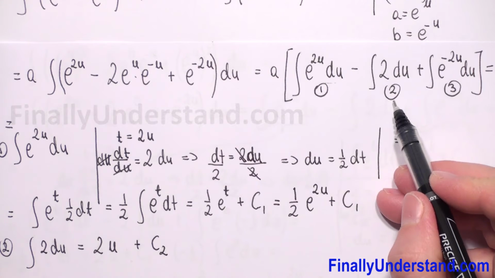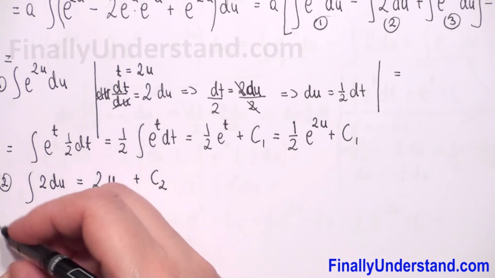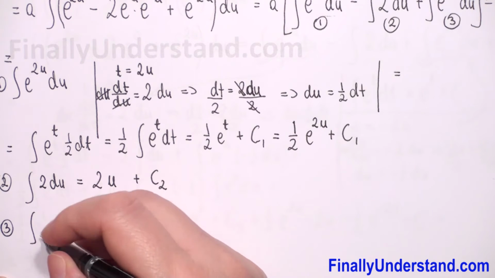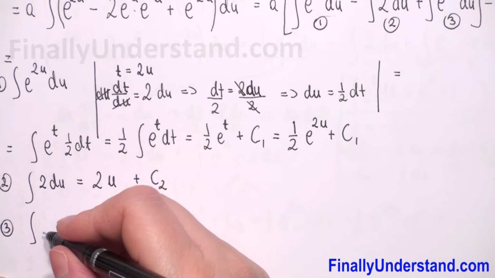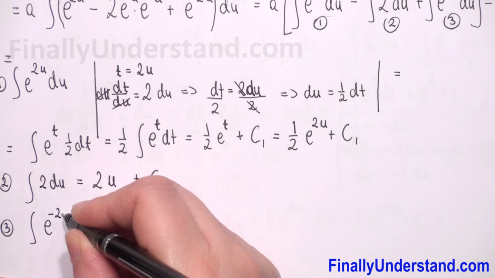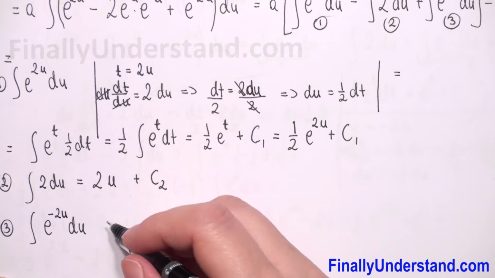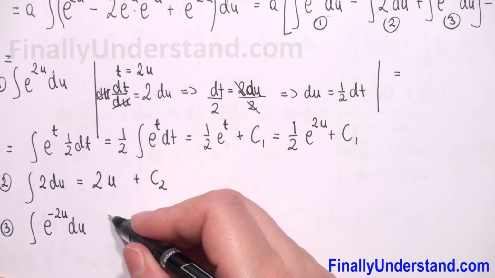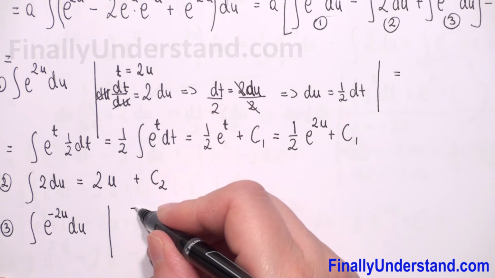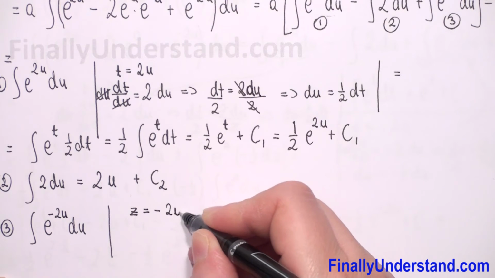We have the second integral. Now we have to solve the third integral. So let me put this in a circle. We have the indefinite integral of e to the power negative 2u with respect to u. So we have to do a substitution. Let z be equal to negative 2u.